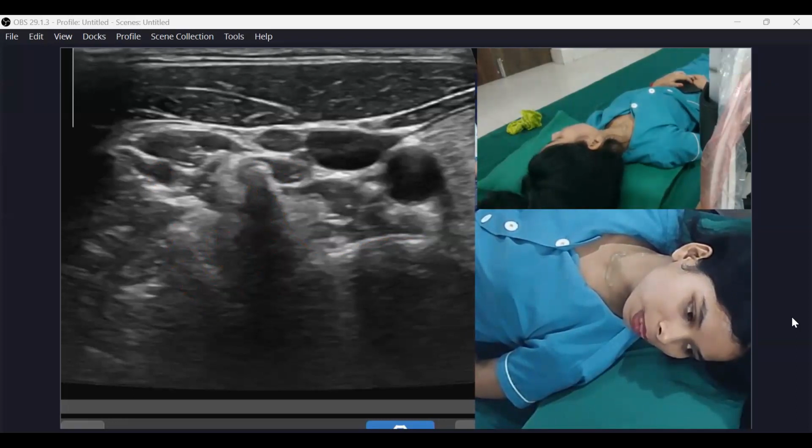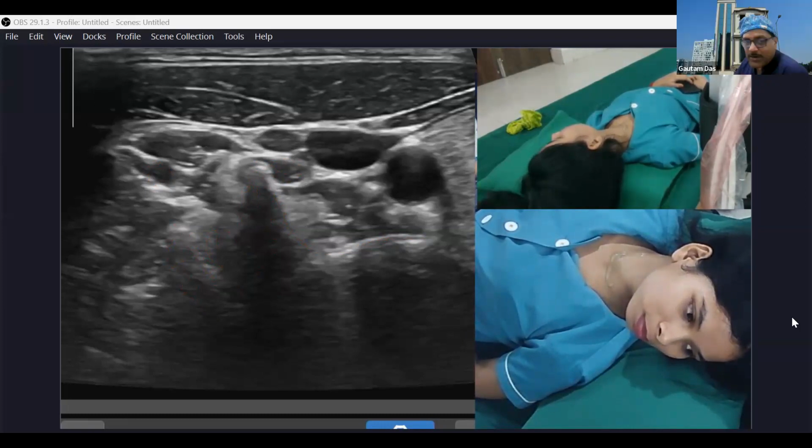Where is the jugular vein in this picture, please? Okay, the jugular vein is this one. This is the carotid artery. This is the jugular vein. This is the longus capitis muscle. I'll be showing all the structures one by one.